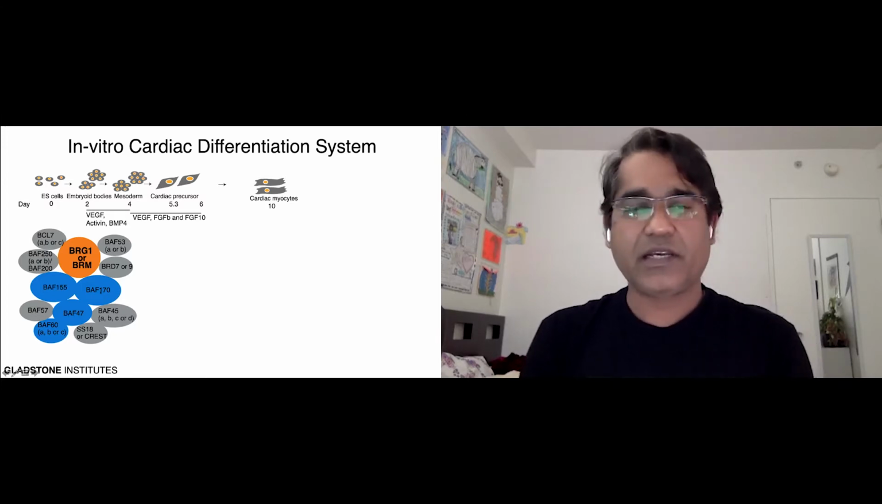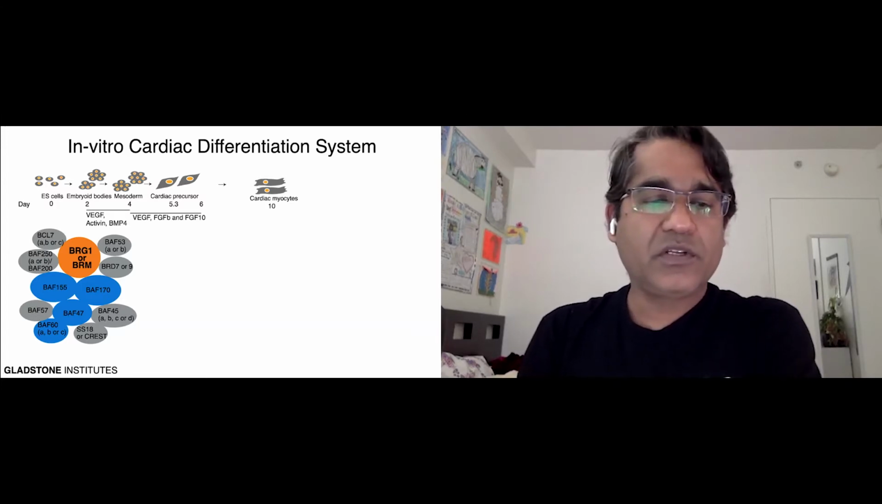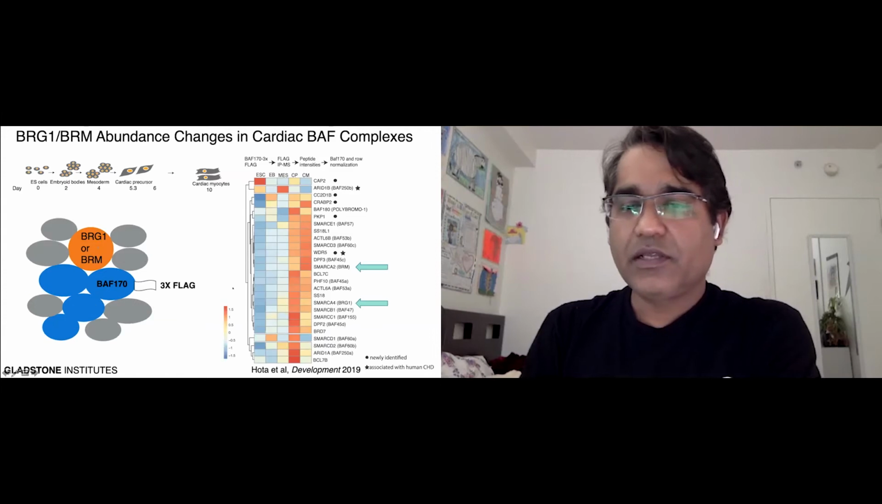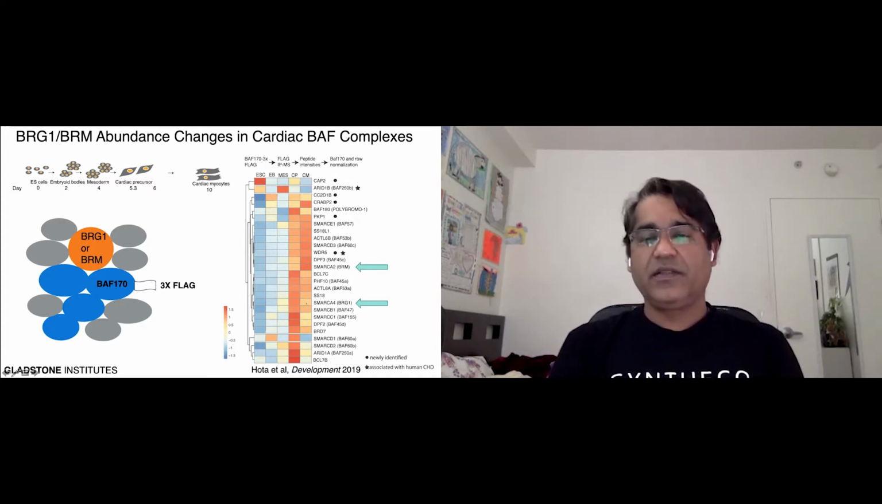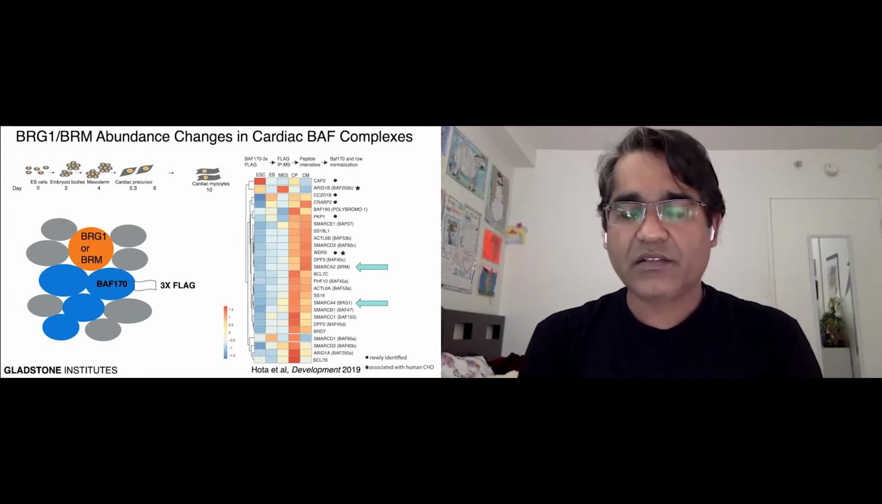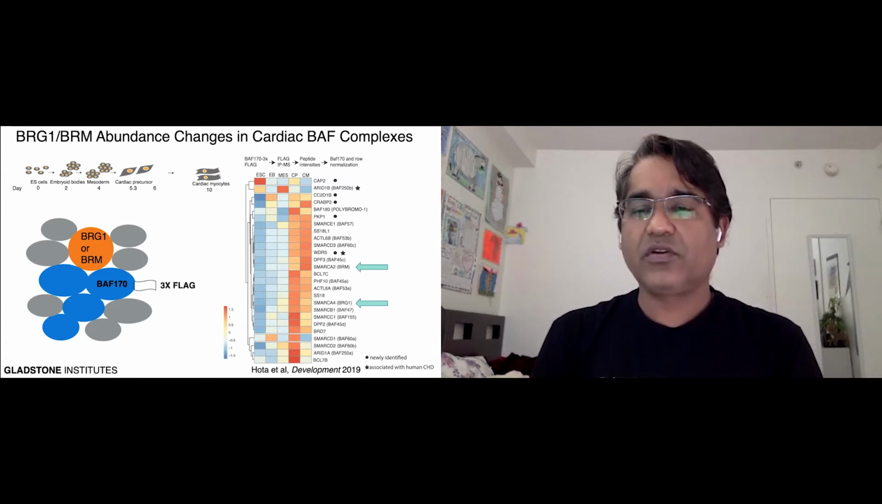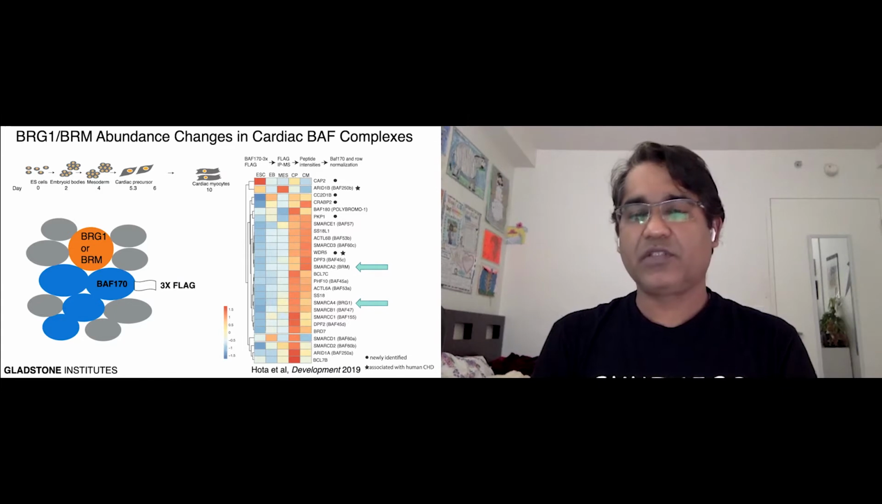BAP60C is also another cardiac enriched subunit, but for this work we isolated complexes using BAF170, and then found that during the CP to CM transition, the SMARCA2 or Brahma protein gets increasingly associated with BAF170, while SMARCA4 or BRG1 gets decreasingly associated. So then we asked, what's the role of BRM? Up until that point, BRM's role in cardiogenesis was not much known.